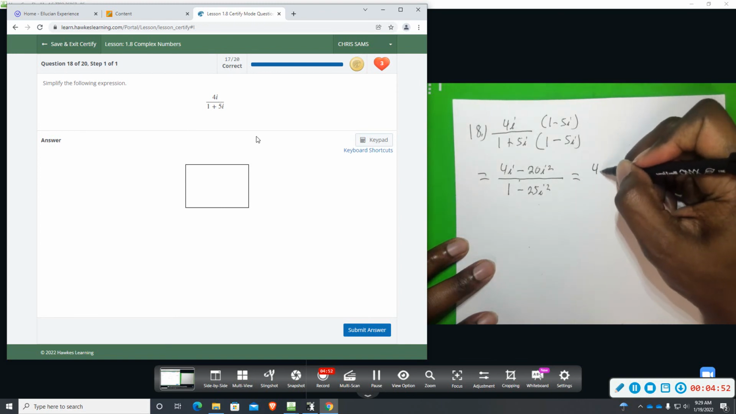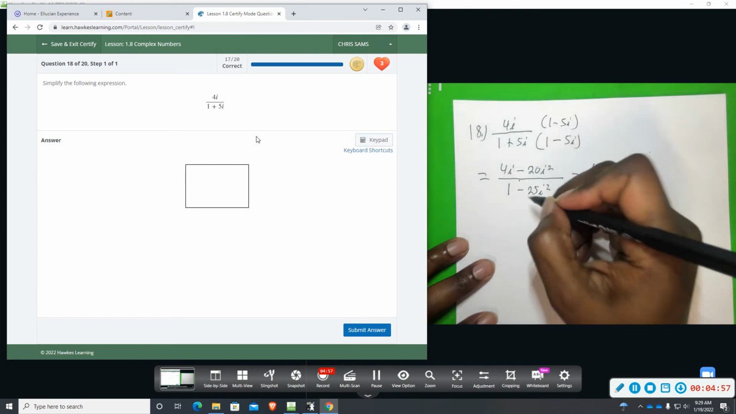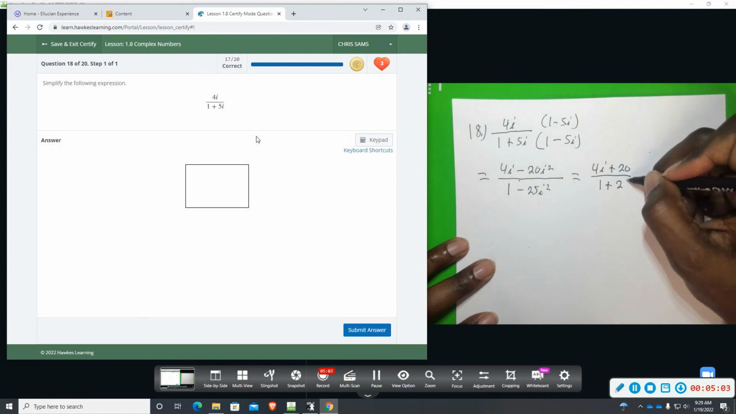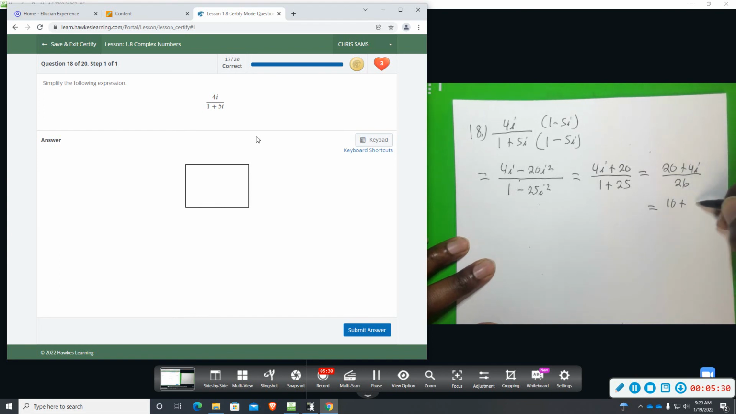So it's going to be 4i. Negative times a negative, this is going to be plus 20. Negative times a negative, this is going to be 1 plus 25. And then for the final answer, I'm going to rewrite this in order, real number out front. So 20 out front, and then plus 4i over 26. We can reduce. All of these are even, so we can divide them all by 2. Divide by 2, this becomes 10. Divide by 2, that is 2i. Divide by 2, that is 13.